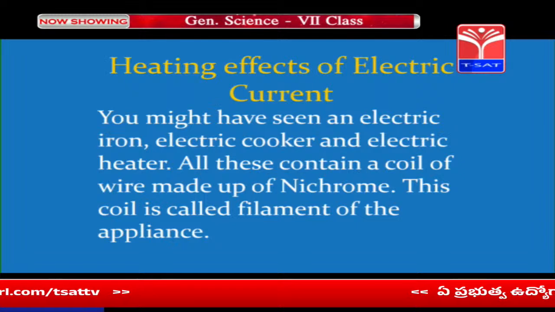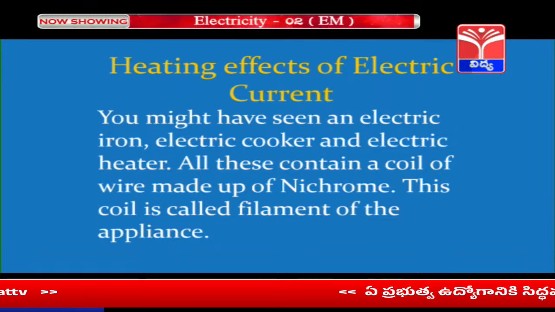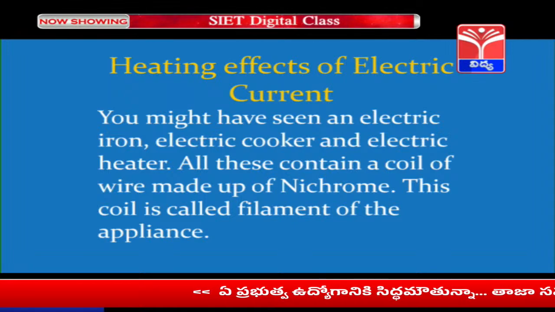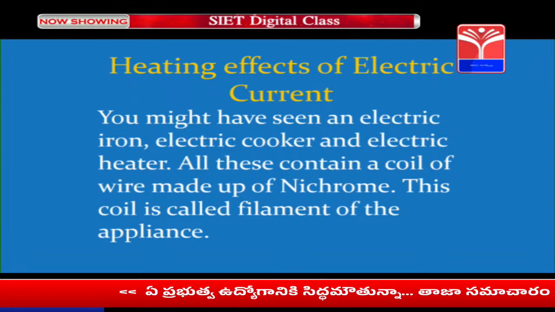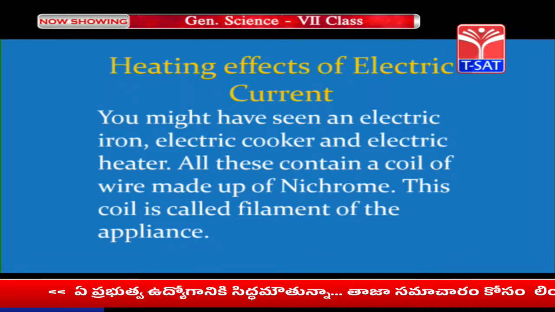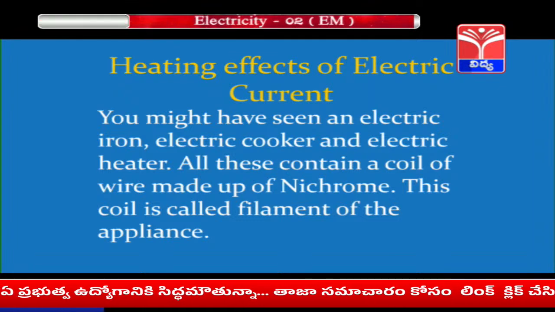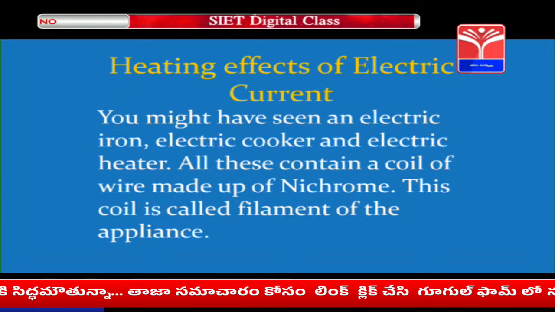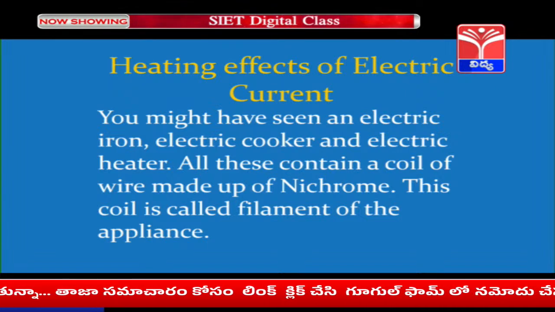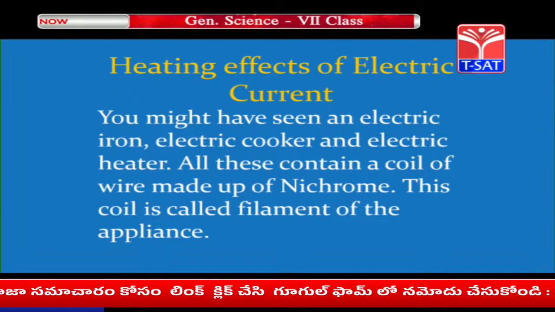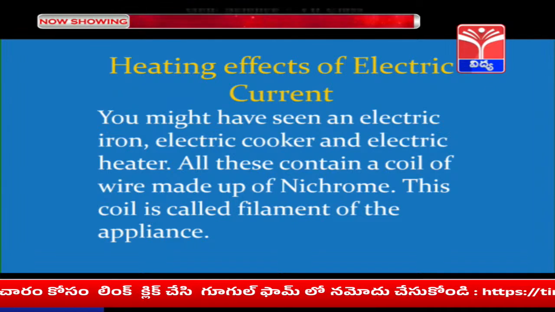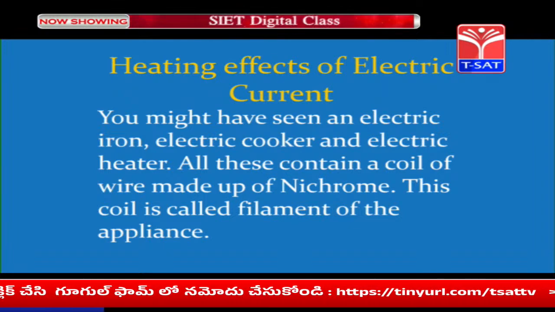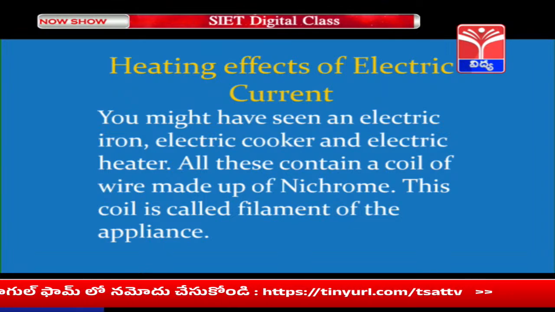You might have seen an electric iron, electric cooker and electric heater. All these objects are used for heating purposes in our houses. An electric iron is used for ironing our clothes, an electric cooker is used for cooking our food such as rice, and an electric heater is used for heating water during winter seasons.